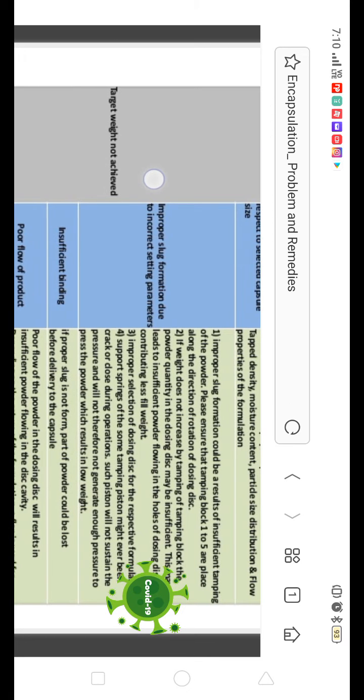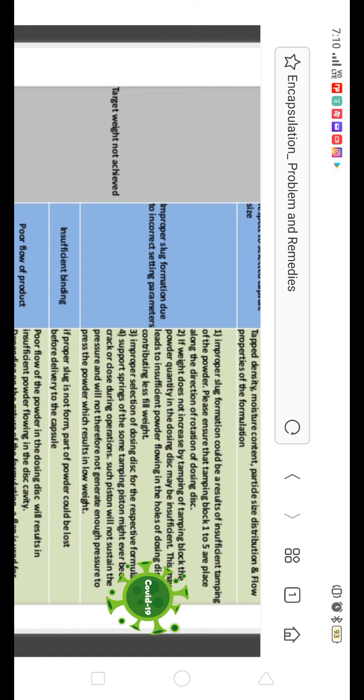Improper slug formation due to incorrect setting parameters, right? So during the dosing, if you are using a dosing disc or dosing tamping pins, but the slug formation is improper because of the incorrect setting, then also there is weight variation. So here the remedies: improper slug formation can be a result of insufficient tamping of the powder, right?